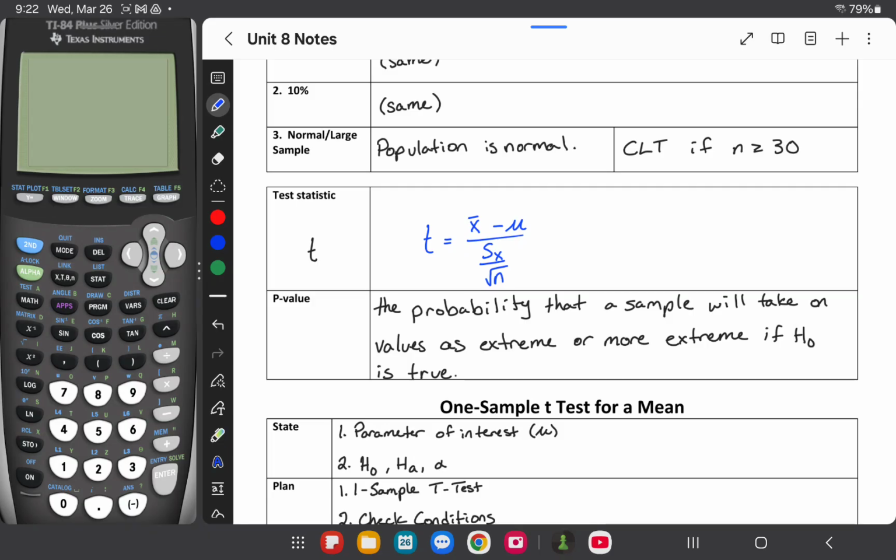Remember, that's where we can continue to use z as our test statistic, again, similar to z star for a confidence interval. As for the p-value, interpretation of that is still the same. That is the probability that your sample will take on values that are either as extreme or more extreme than the one that you found in the sample.